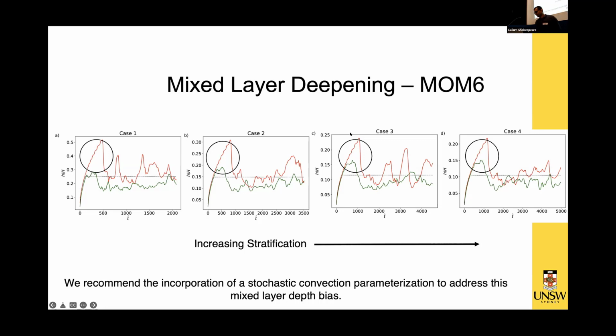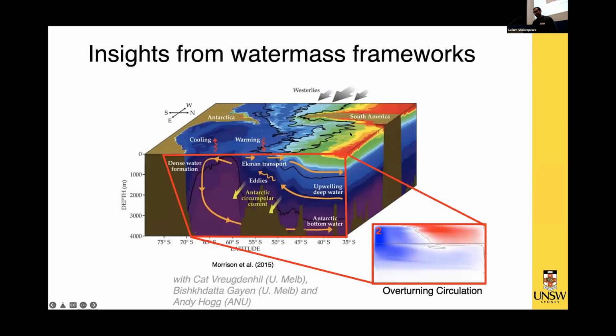Sorry, yes. Okay, so that open ocean convection drives dense water formation and eventually feeds this overturning circulation. So let's step back a bit, zoom out a little bit, and see if we can use water mass-based frameworks to understand the overturning circulation in the Southern Ocean.